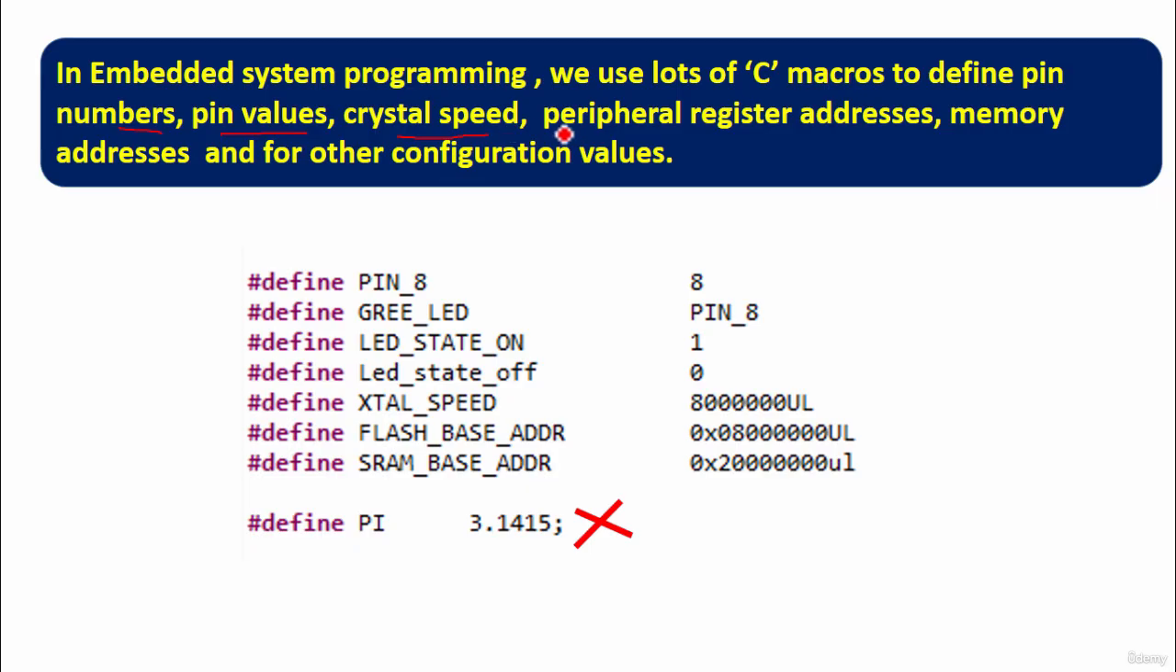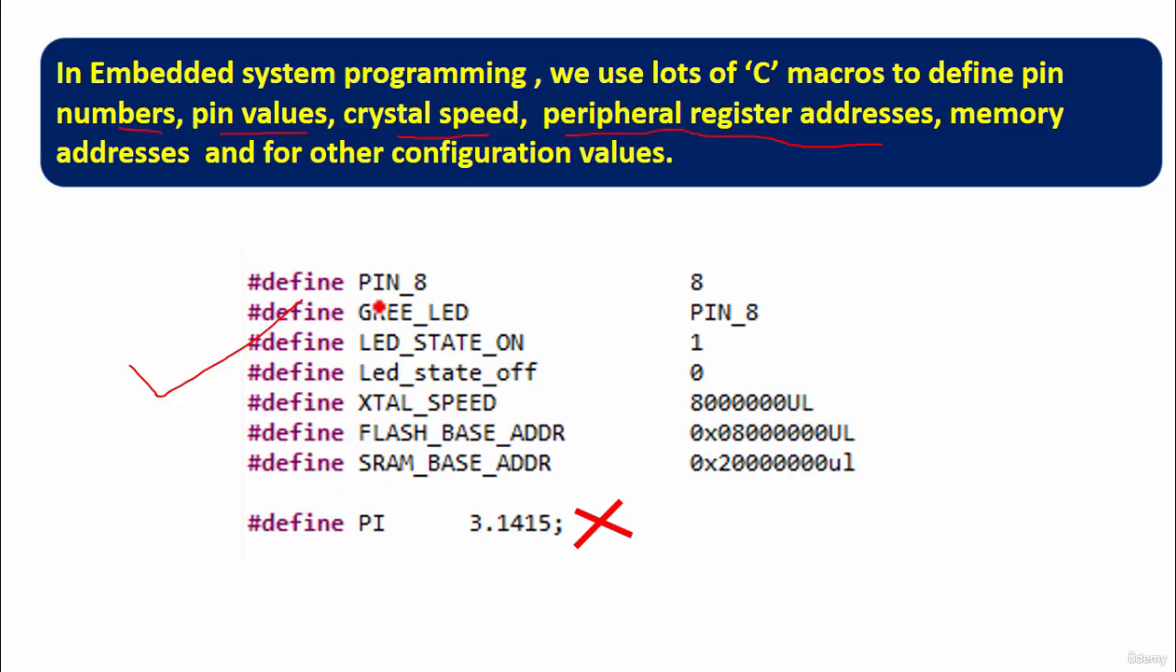values, crystal speed, peripheral register addresses, memory addresses, and for various other configuration values. So these are some of the examples. And here you can see that macro names are actually written using uppercase letters, right? So that is actually a convention. So you can either use capital letters or lowercase letters. It doesn't matter actually. But we usually use capital letters, to distinguish between a variable name and a macro.